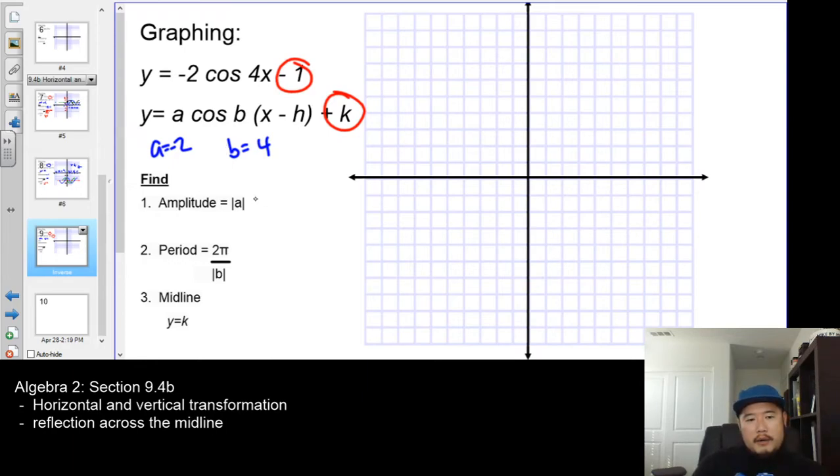And right here, let's go ahead, our amplitude value -2 is 2. For our period, we take ourselves 2 pi over 4. So we get ourselves pi over 2 is the period. Our midline right here is y is equal to -1.